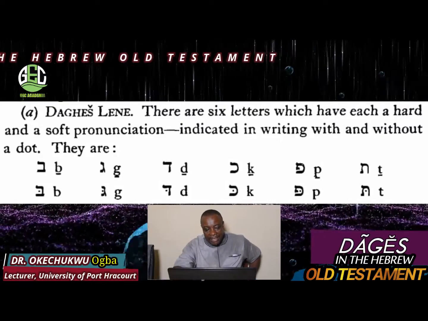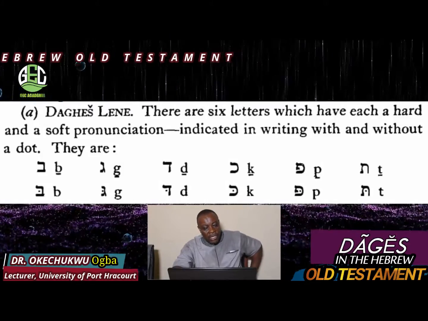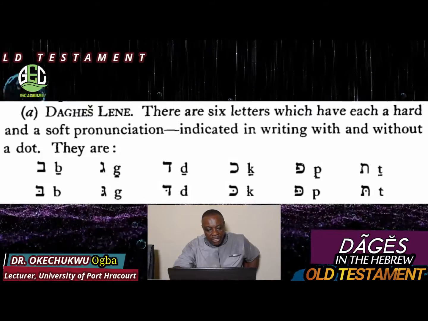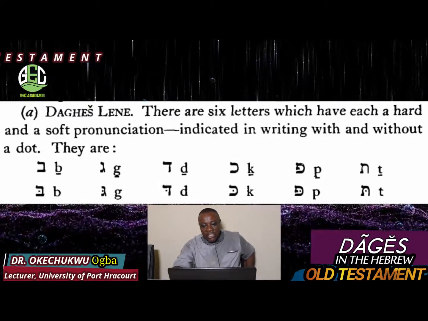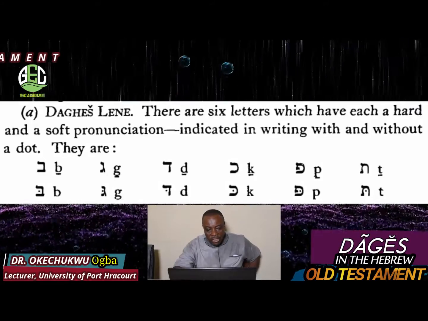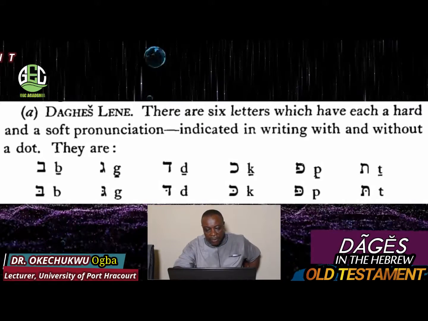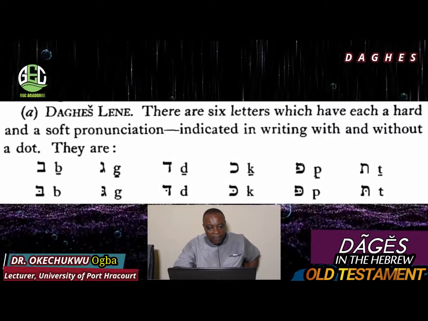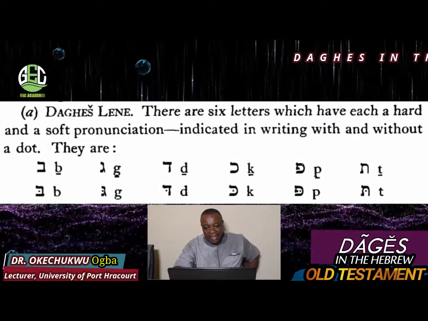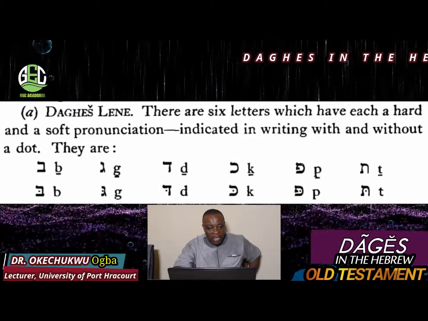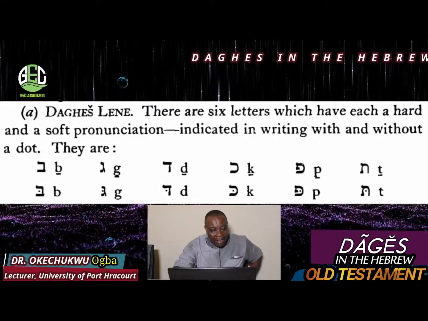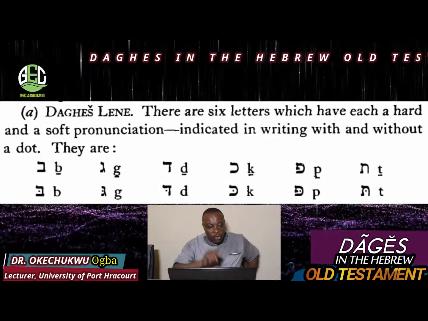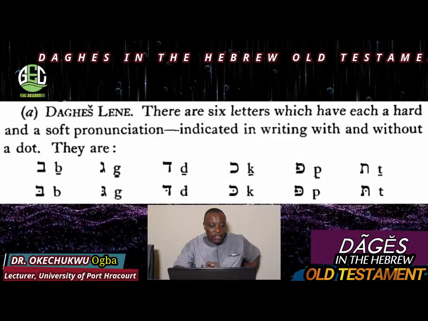So this dagesh appears only on the 6 Bogat Kafat letters. These 6 letters, B, G, D, K, P, T, have dots, and each of them is made hard in pronunciation by the dot. Otherwise it will appear soft.